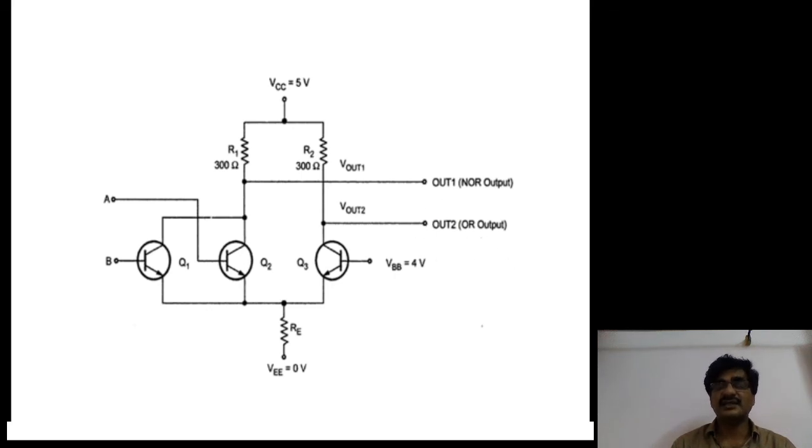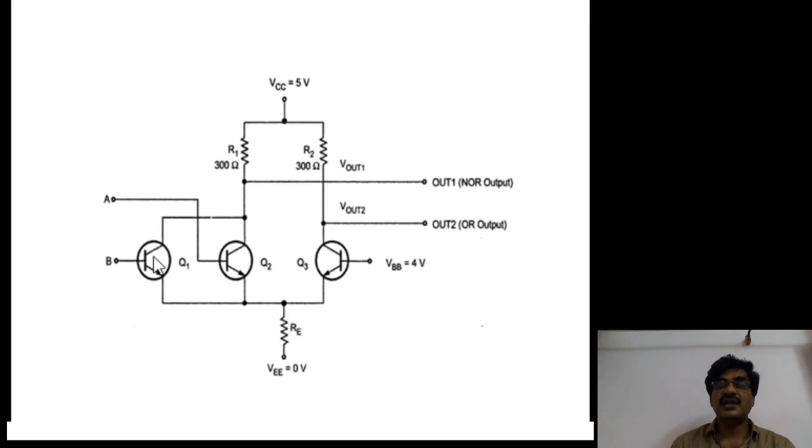Suppose both A and B are at logic high, both Q1 and Q2 transistors are in on state. On means actually almost a short circuit. Short circuit means at the collector of Q1 and Q2 the voltage is very less, that is considered as logic 0. So with reference to the left hand side transistors, now the right hand side transistor is in off state. Off means at out 2 we are getting high voltage, that is logic 1.